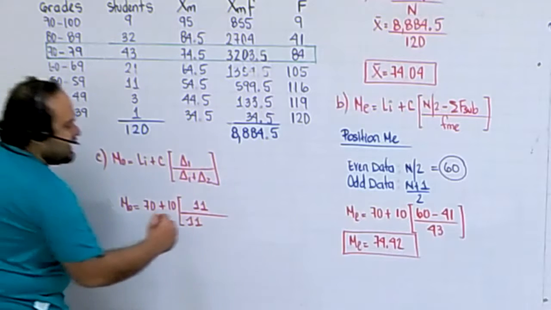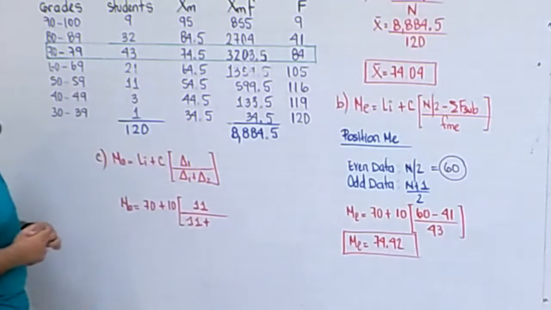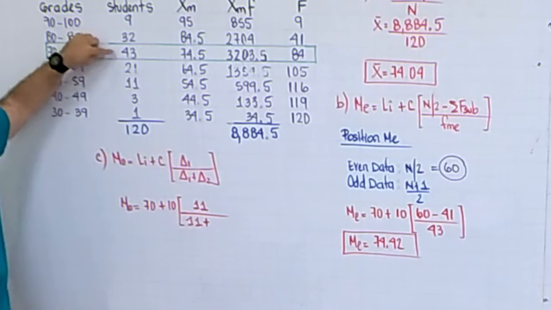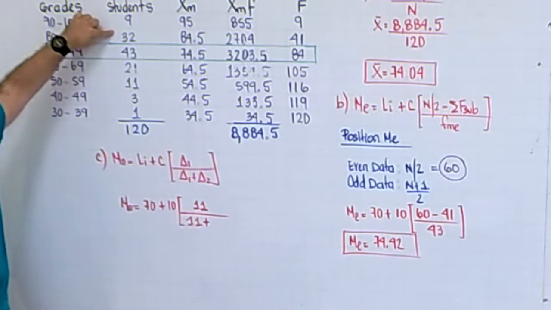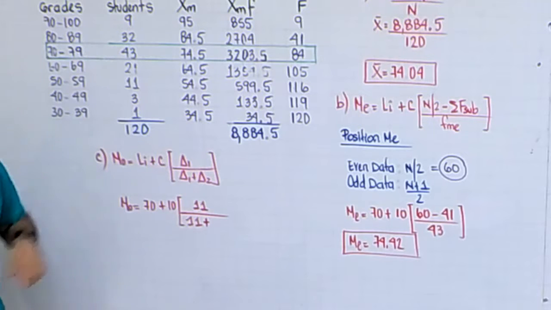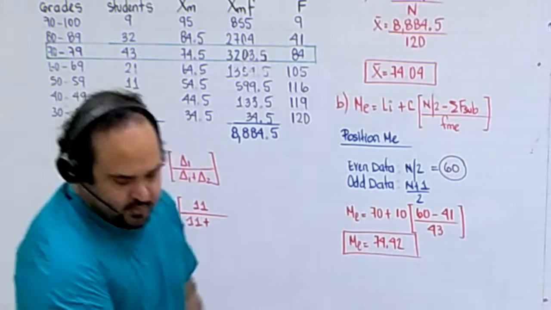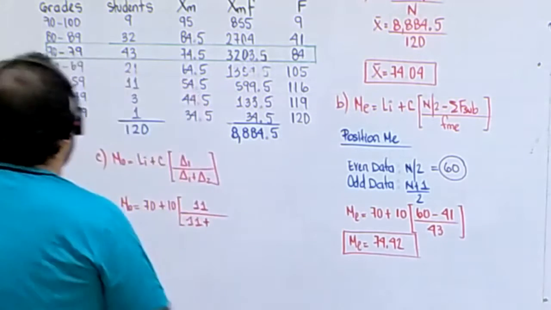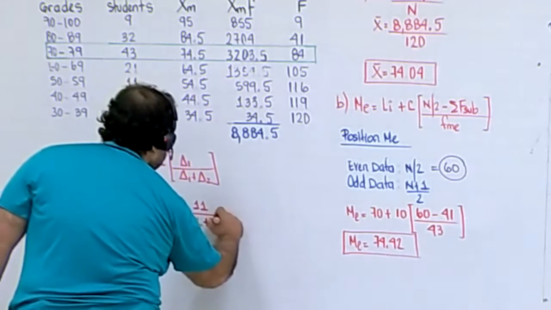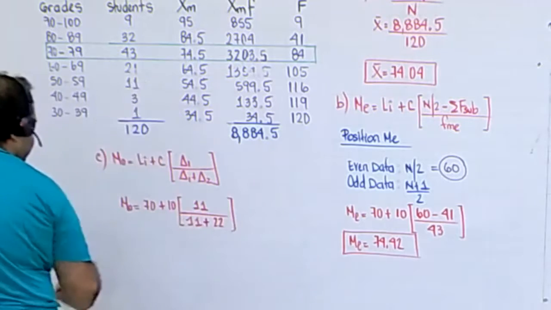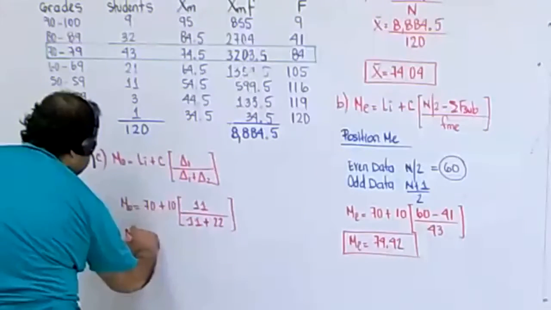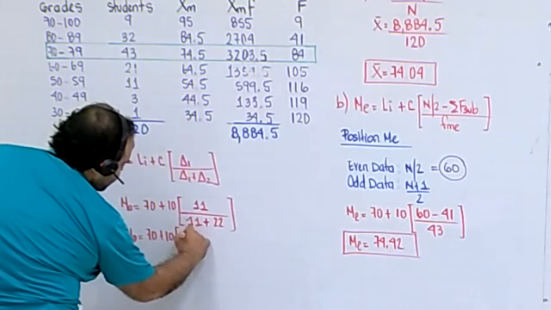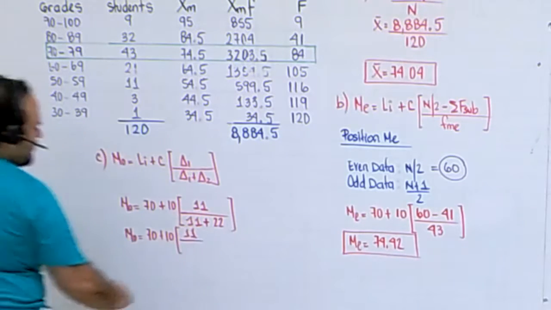And delta 2 will be the difference between the frequency of the mode minus the downward frequency. Delta 1, 43 minus 32 upward. Delta 2, 43 minus 21. And you know 43 minus 21 will be 22. Okay? And in simple words, the mode will be given by 70 plus 10 multiplied by 11 over 33.